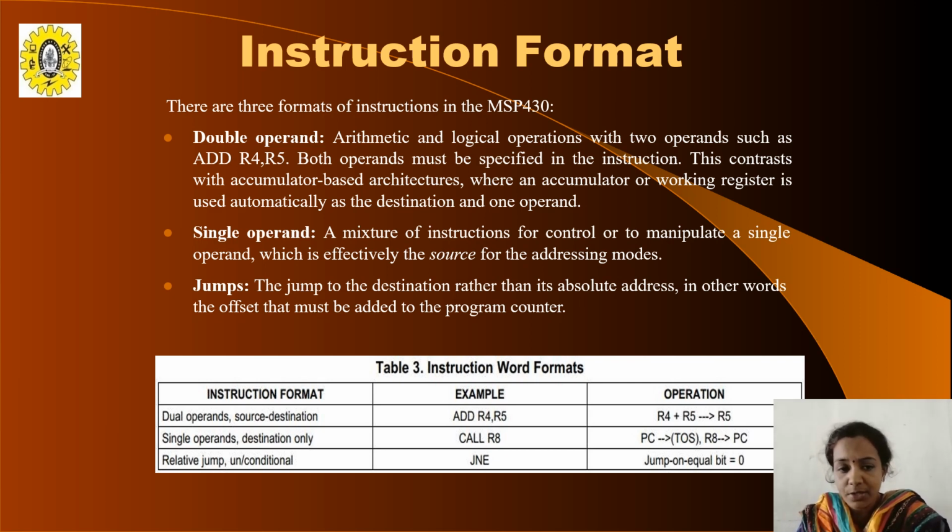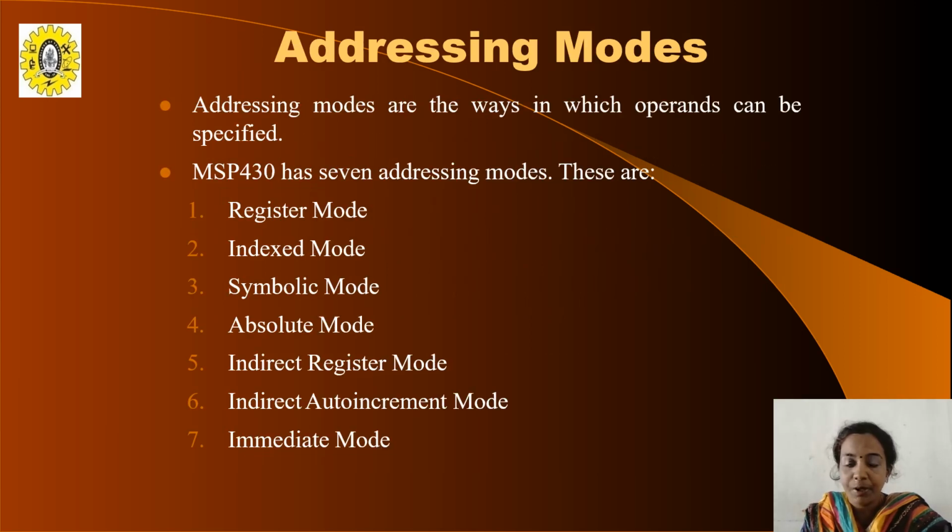Next one is the jump instruction format. The jump to the destination is given by the offset that must be added to the program counter, rather than its absolute address. Jump on equal, bit is equal to 0. Relative jump or unconditional jump. So JNE, one address is there, and if it is not 0, then move on to this instruction would be the meaning.